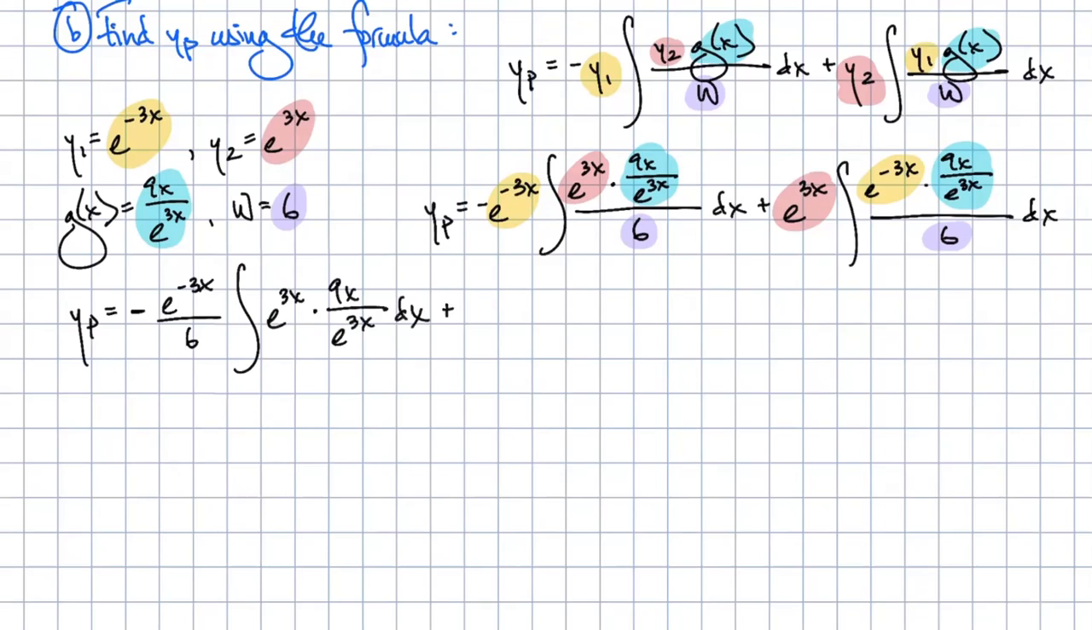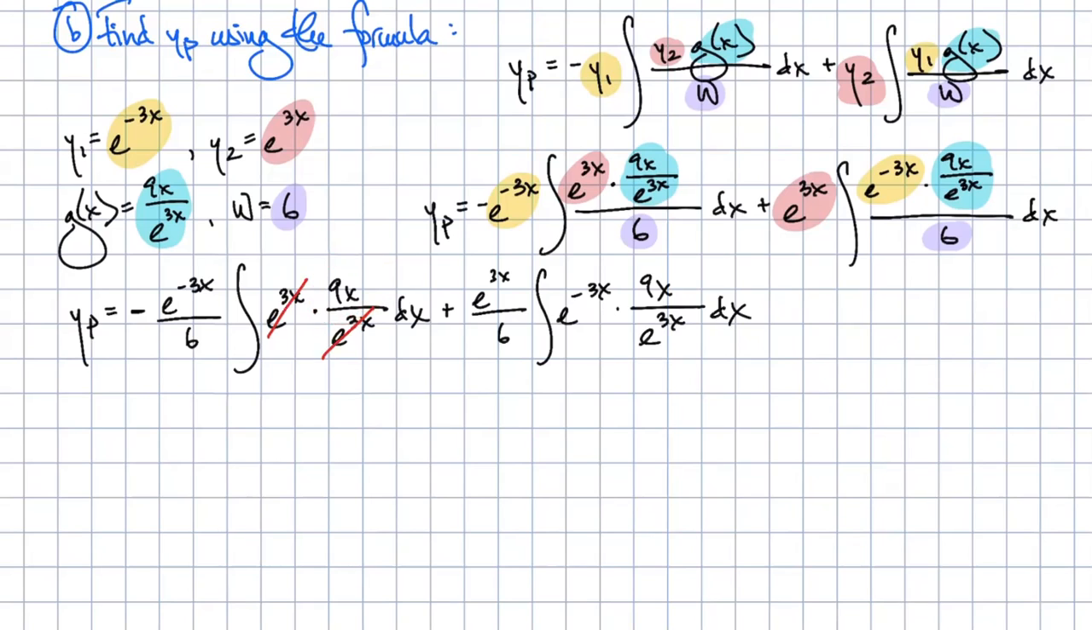And if I do the similar thing over here, for the second term, I'll get e to the 3x over 6, integral of e to the negative 3x times 9x over e to the 3x. Now I do want to be really careful, just double check, make sure I've got all my signs where I need them to be. And I'll notice that this e to the 3x and that e to the 3x, those reduce. And so my first integral really just becomes the integral of 9x.